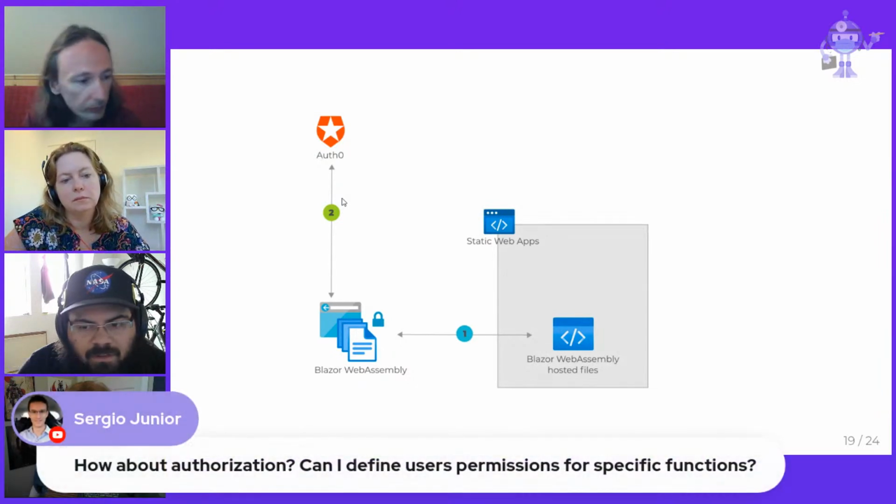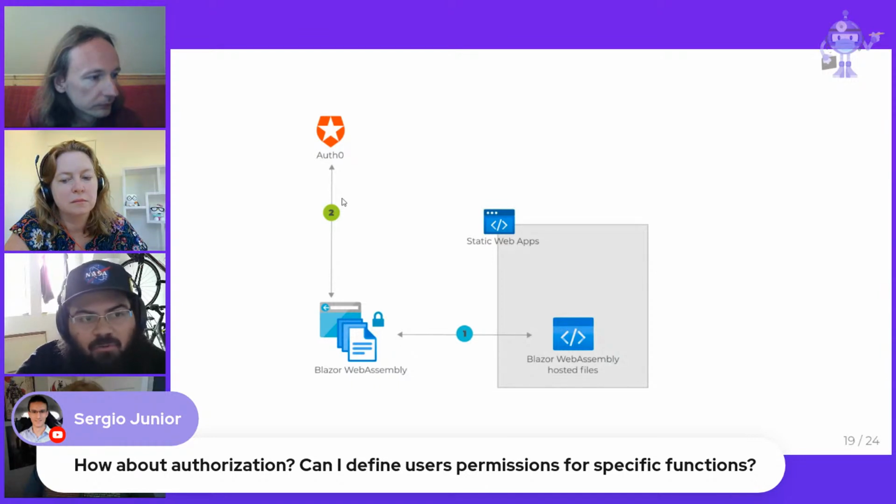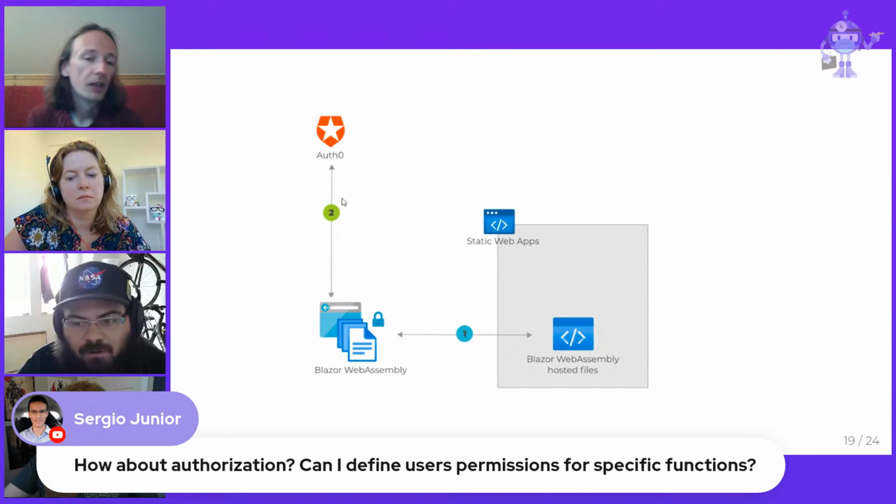So we have a related question here from Cedric Jr. How about authorization? Can I find user permissions for specific functions? And you kind of went over authorization, but I just want to make sure you're doing the authorization at the page level in your WebAssembly app rather than at the function API level. Is that correct? Yes. So in fact, on both levels.